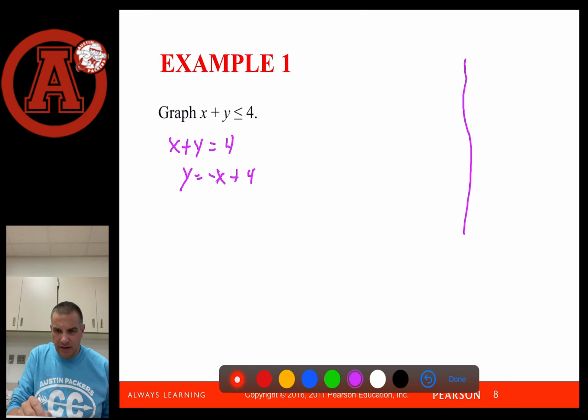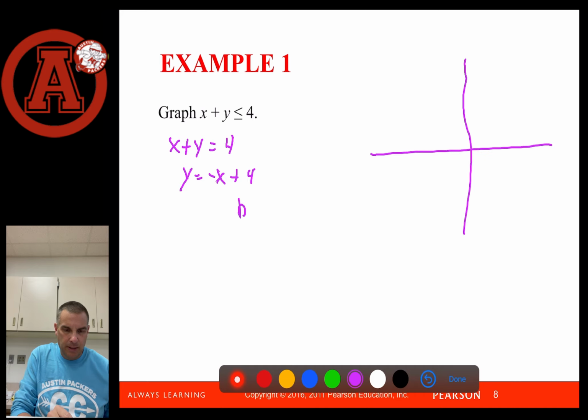But now you're going to go ahead and graph that. So we have a y-intercept. My b value is equal to 4, so I'm going to go up 4. It's a nice straight line, by the way. So I go up 4, I put a dot.